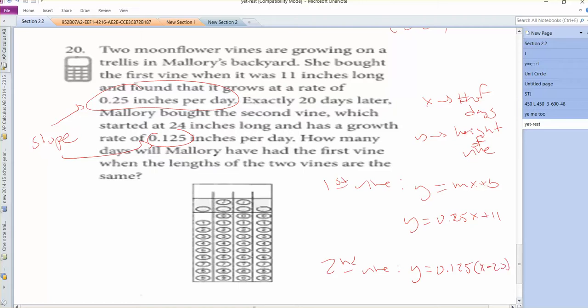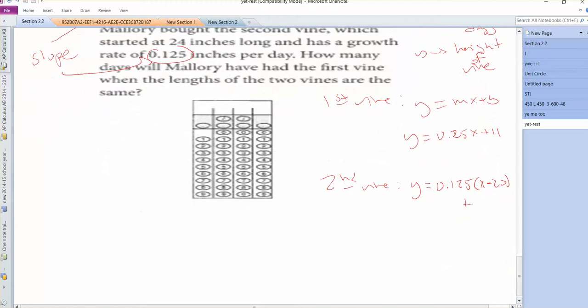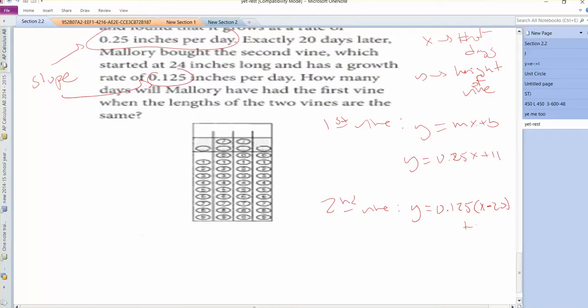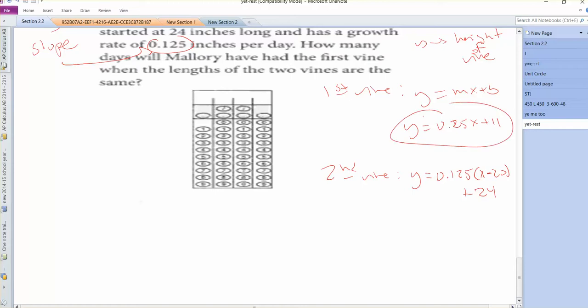So if it's starting on, let's say, the 22nd day, then the second vine is only going for 2 days, or you've only owned it for 2 days. And of course, plus 24. So we got ourselves two equations. y equals 0.25x plus 11, y equals 0.125 times the quantity of x minus 20, then plus 24.